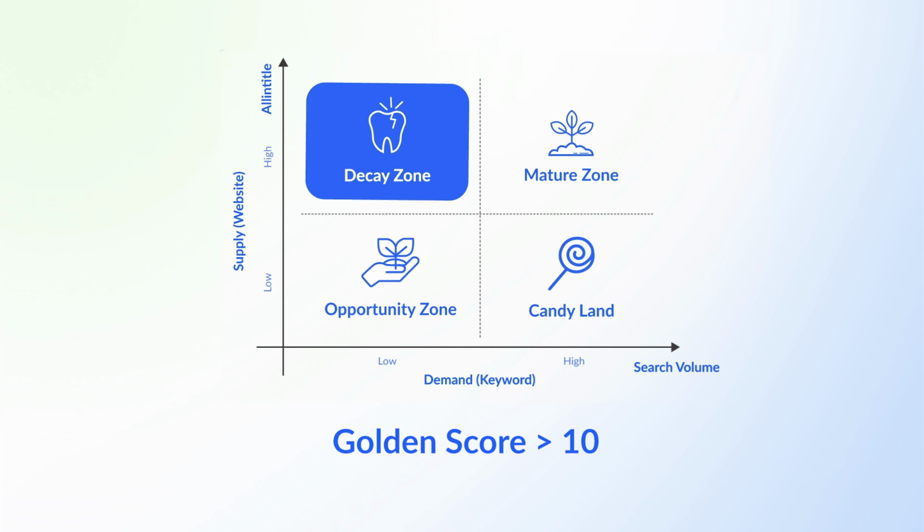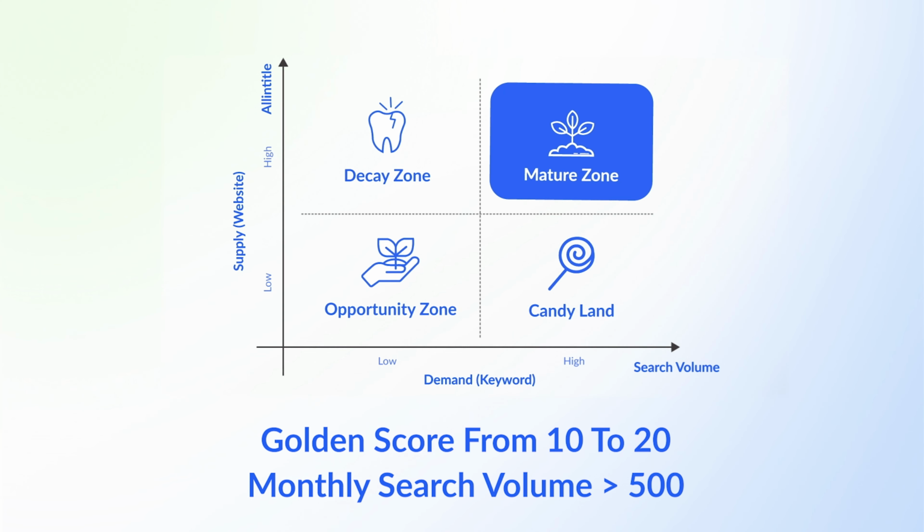Finally, keywords with a golden score greater than 10 might belong to the decay zone, especially ones that have an extremely high golden score of around 40 or above. And keywords that score from 10 to 20 with a monthly search volume higher than 500 might belong to the mature zone. And here's a practical tip.